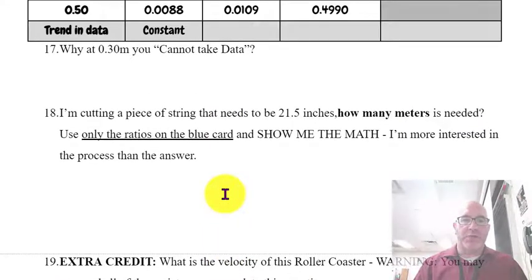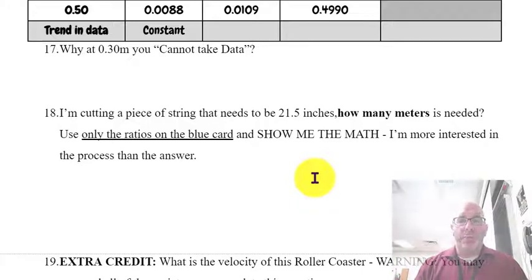And the last question. If I'm cutting a piece of string that needs to be 21.5 inches, how many meters is needed? The ratios on the blue cards are the only ones that I will consider. Show me the math. I'm more interested in the process than the answer.